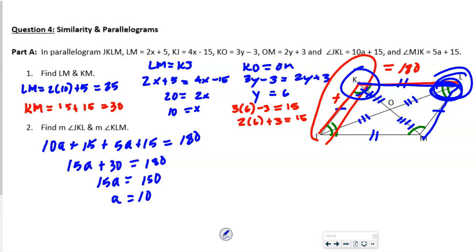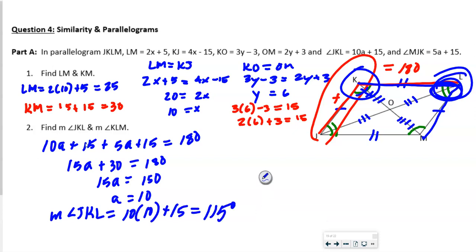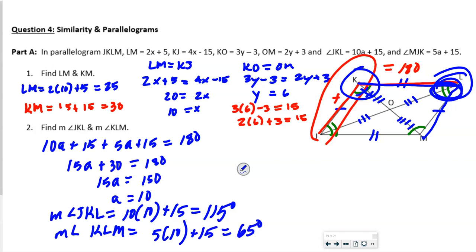So then it's asking us to find these angles. So the measure of angle JKL is going to be equal to 10 times 10 plus 15. That's going to be 115 degrees. Then we're going to find the measure of angle KLM, and that's going to be equal to 5 times 10, that's 50, plus 15, that's going to be equal to 65. And then you can check this again by adding these two together, and yep, they equal 180 when you add them together.